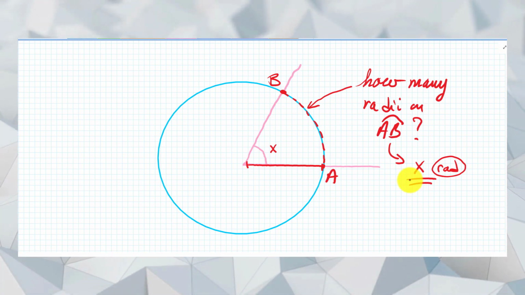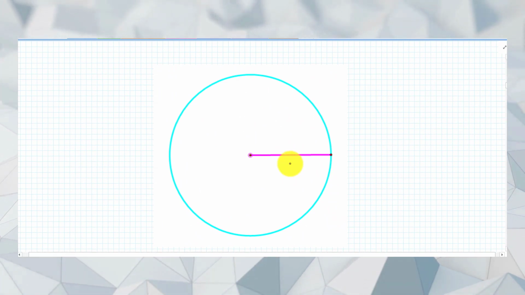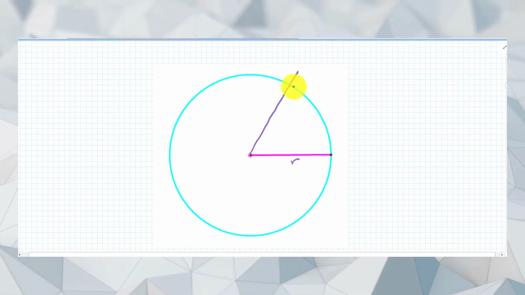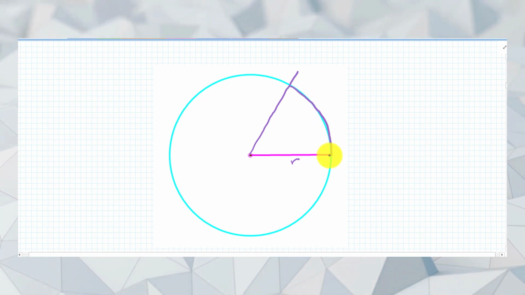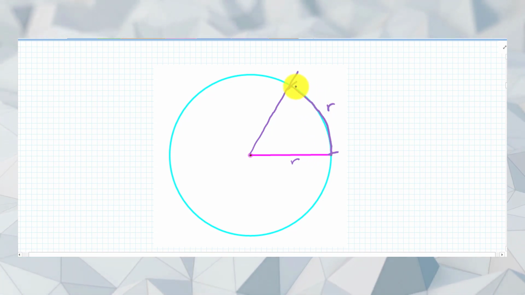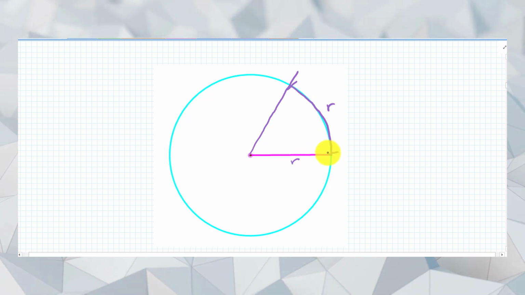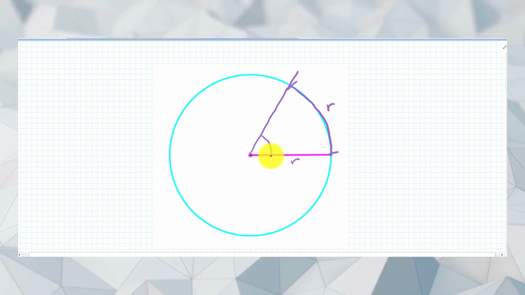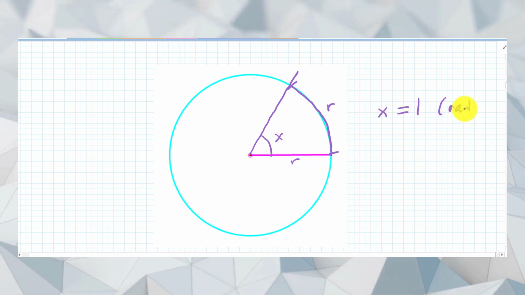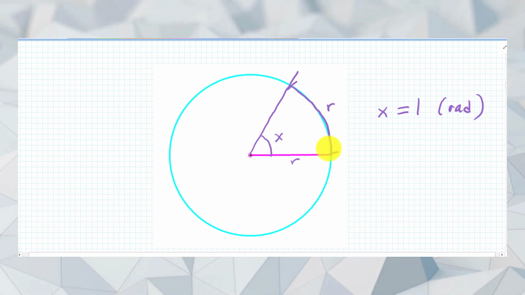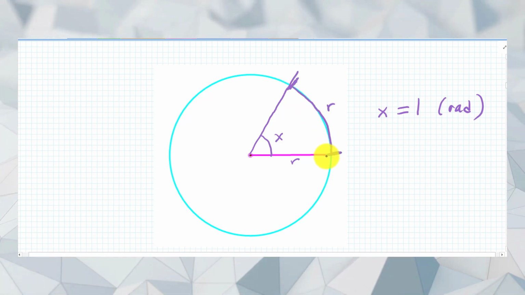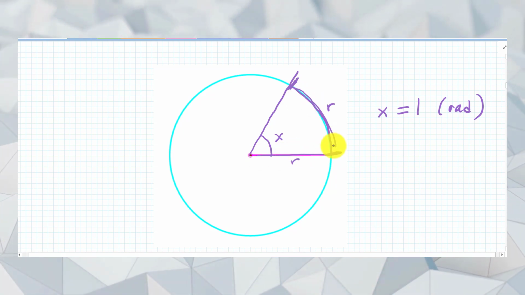Let's try to understand that a little bit more. So suppose I'm giving you a circle with one of its radii right here, and suppose I have an angle that intercepts an arc, and on this arc I can put exactly one radius. So the length of the arc is the same as the length of the radius of the circle. Then the measure of the angle right here, if I call that x, I'd have x equals 1, or 1 radian, 1 rad. Why? Because there is one radius on the intercepted arc. The length of the intercepted arc is the same as the length of the radius of the circle.